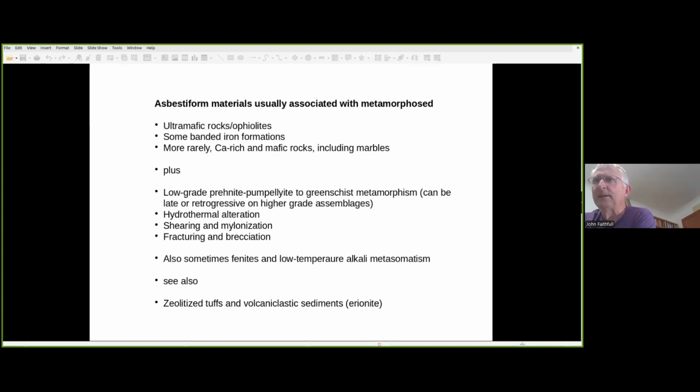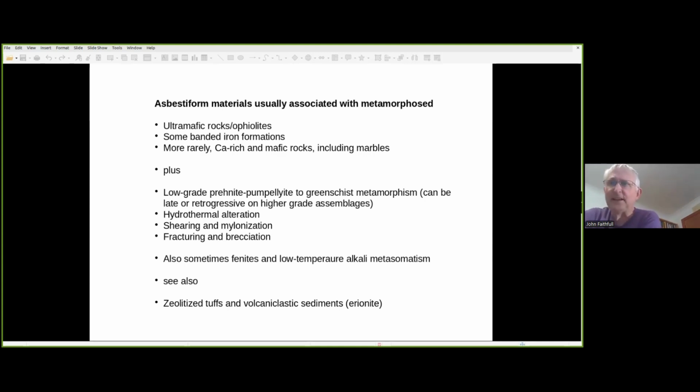So, for example, in the Lewisian in northwest Scotland, you have nice granulite facies basic and ultrabasic assemblages in TTG gneiss terrains, but there are small amounts of retrogression in some of these, and some of the serpentinite bodies, which were olivine rich, do have chrysotile veins and so on in them. You can also get asbestiform minerals developed from hydrothermal alteration, shearing and mylonitization, fracturing and brecciation of appropriate starting materials.